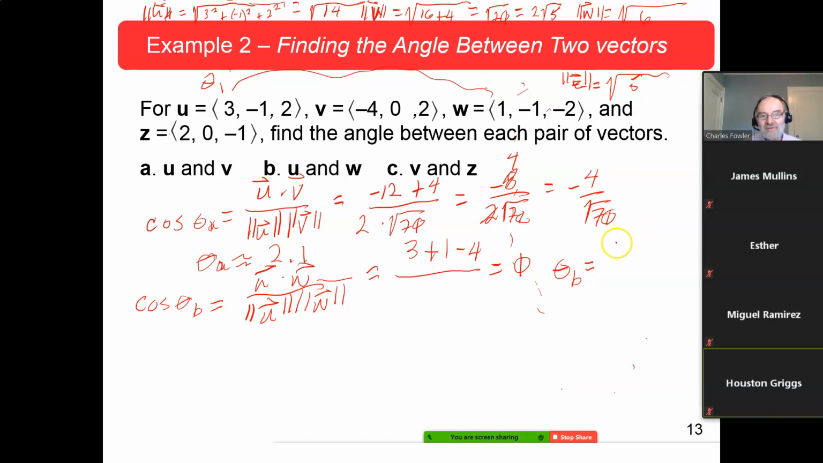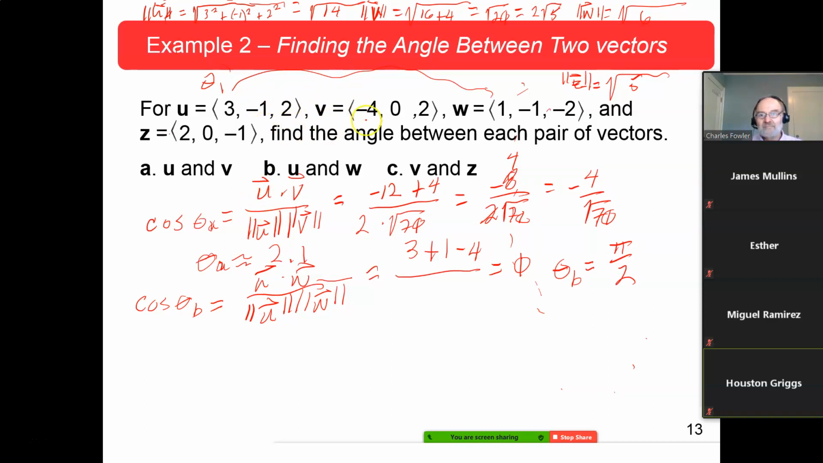In radians, pi halves. If you want to express it as a decimal number, you could just take pi, 3.1416, divide it by 2, and you get 1.5718 or something like that. Okay, but there is your angle B.